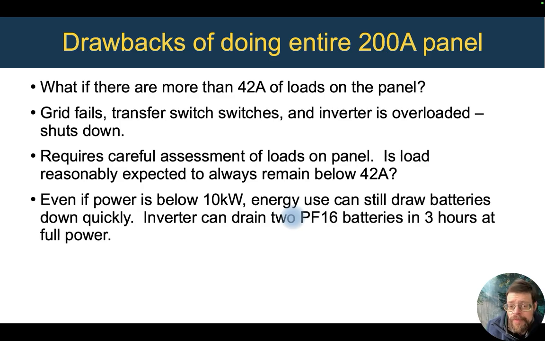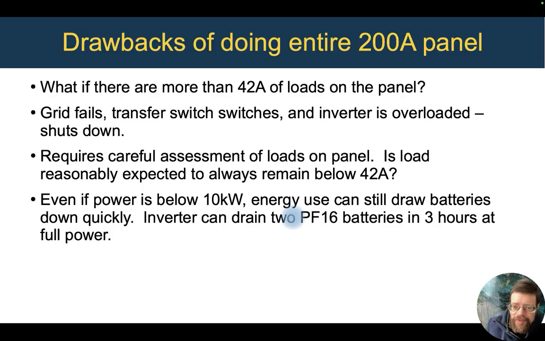What if there's more than 42 amps of loads on that panel when it switches? That's a 200 amp panel. There could be a lot of loads on there, especially in a lot of these all-electric houses nowadays. So the grid fails, the transfer switch switches, and the inverter sees whatever that load is when it switches. If that's 80 amps, it's just going to say, blech, and shut down.